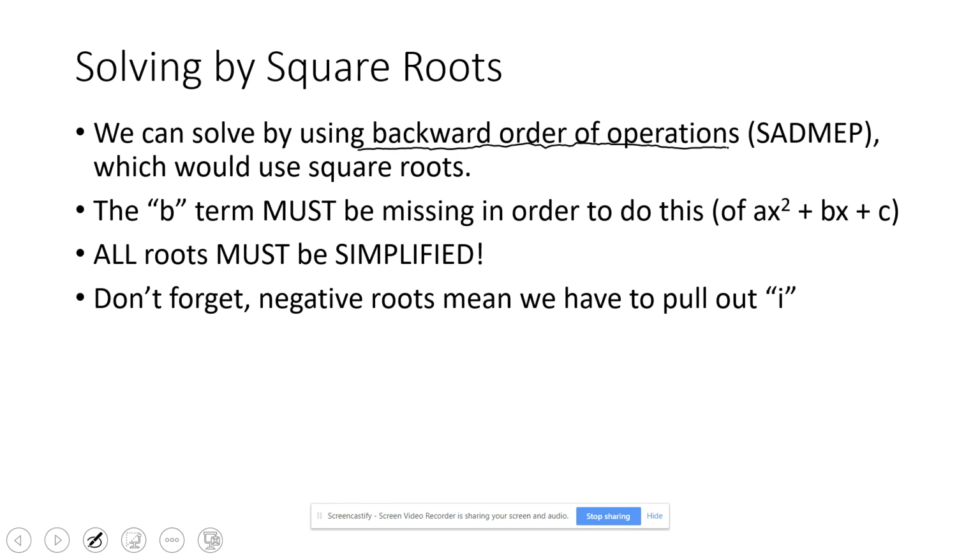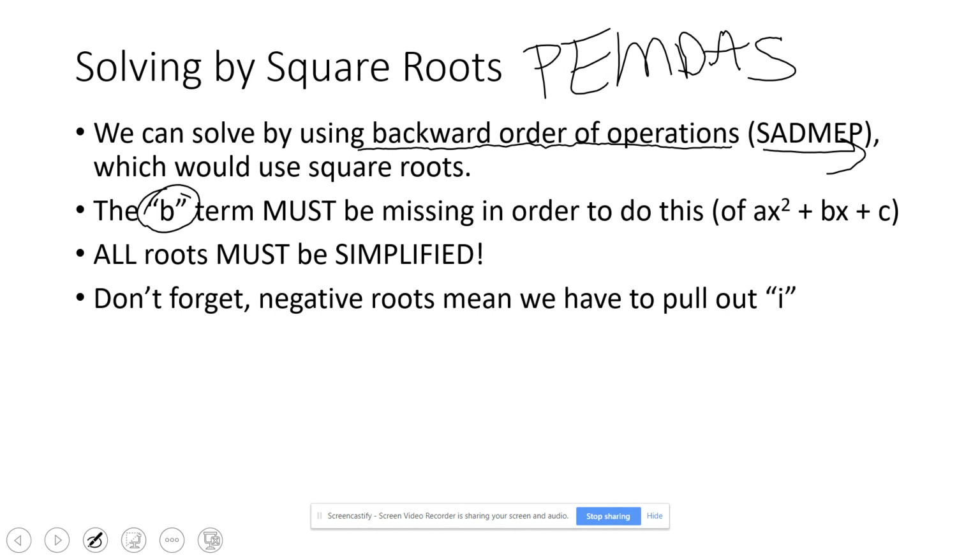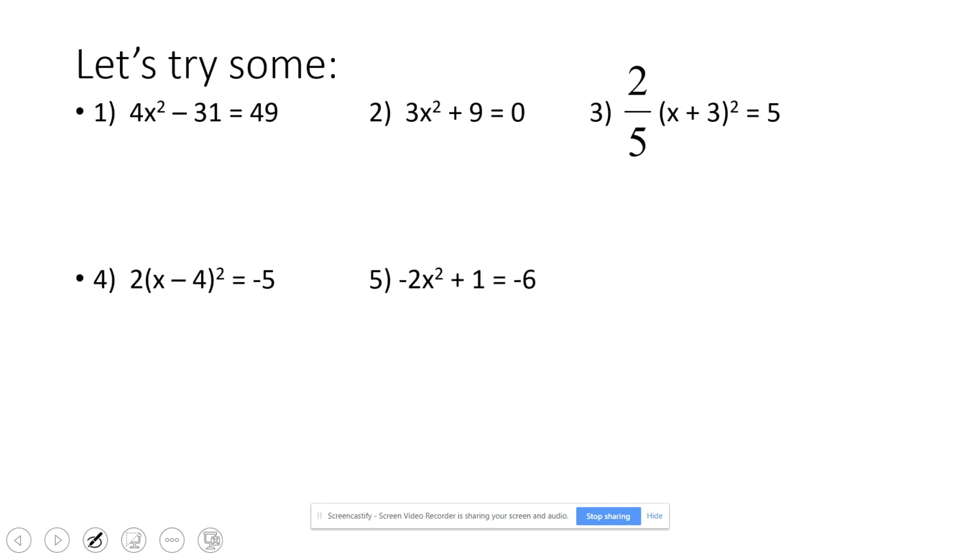We're solving using the backwards order of operations, so PEMDAS backwards, which we refer to as SADMET. In order to use this, you must be missing the b term. That's this term right here that's attached to the x to the first power. A reminder to leave no radical unsimplified, and if we have negative roots, we pull out our i. So let's try a couple.